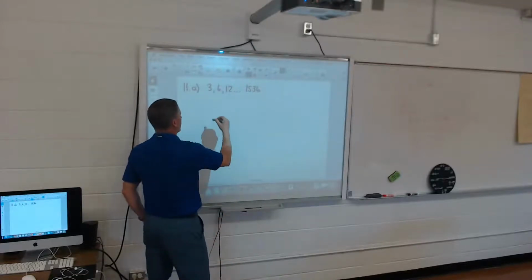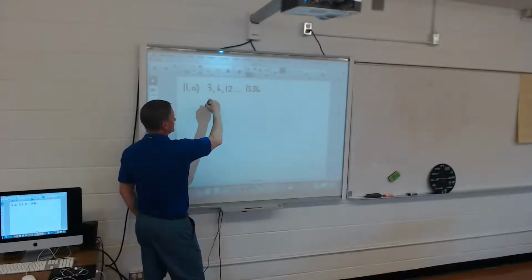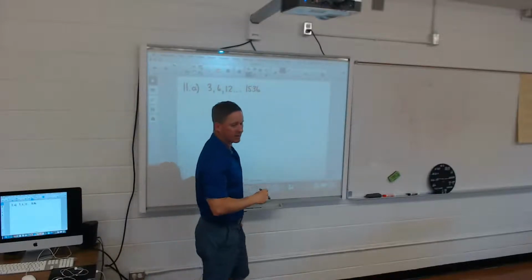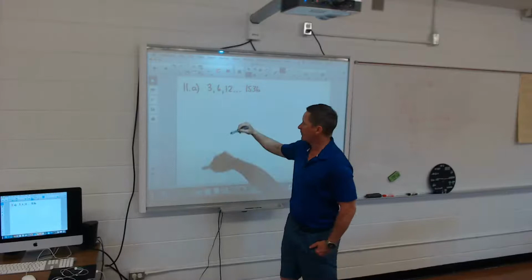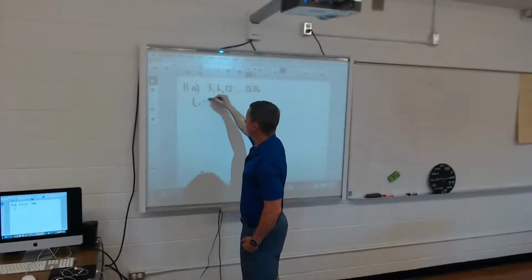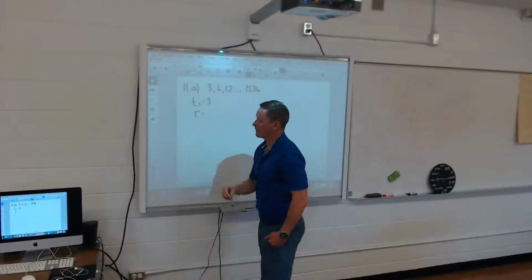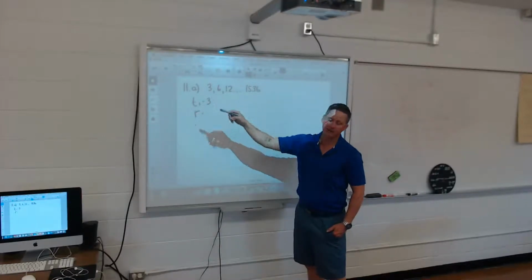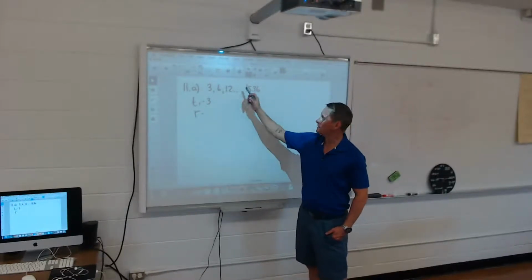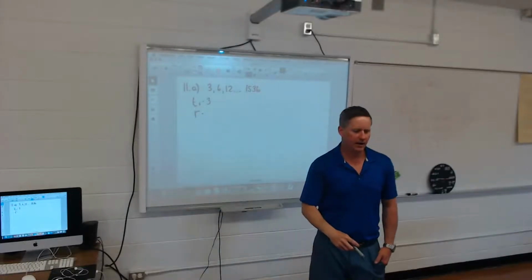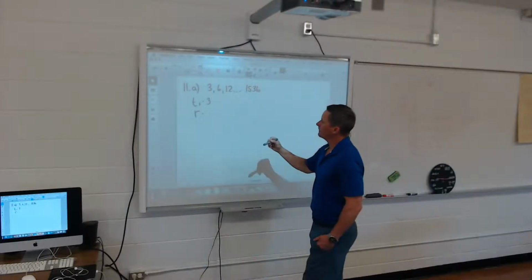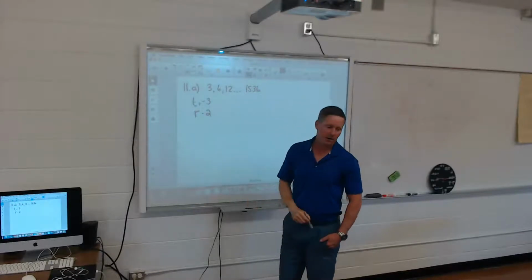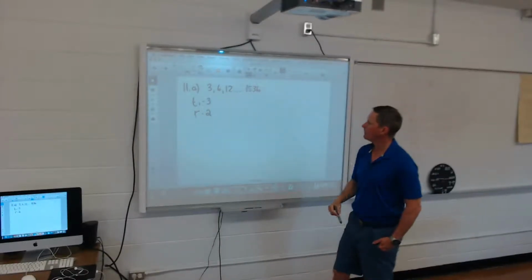So in a geometric sequence, I have my first term again. And now I need a common ratio. To get my common ratio, I take the second term and divide it by the first term, or I take the third term and divide it by the second term. So 12 divided by 6, 6 divided by 3, that means my common ratio is 2.